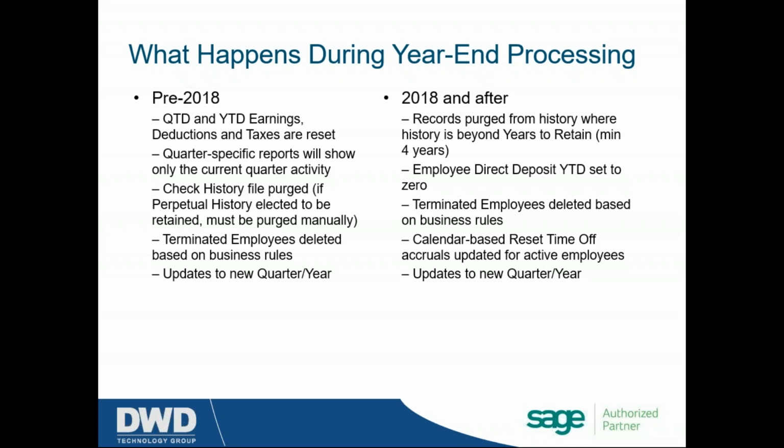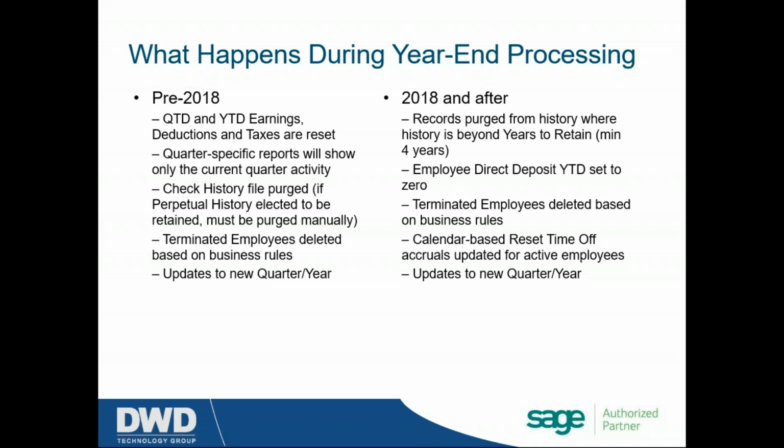Your check history file will be purged. This is why I like to turn on that perpetual, because again, that information is retained. That one we have to purge manually. So again, if you do not have that perpetual history turned on, please turn it on. Terminated employees, deleted based on the rules of how long we're going to keep them. And then of course it rolls over to the new quarter and year.